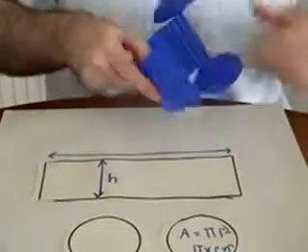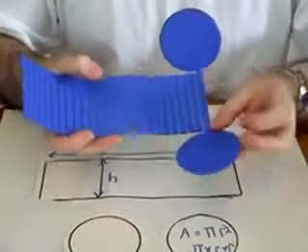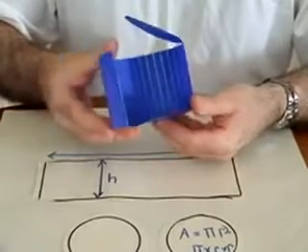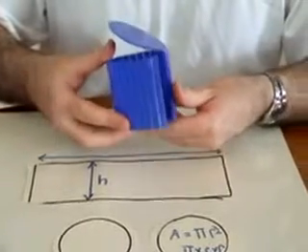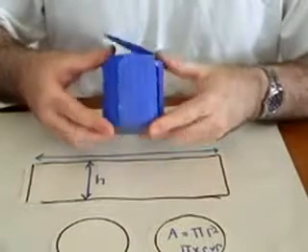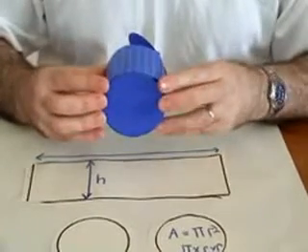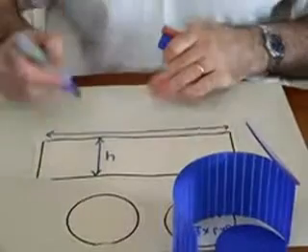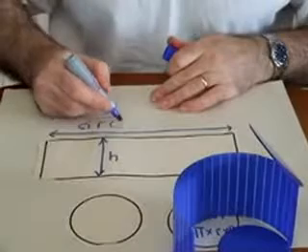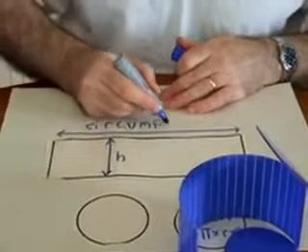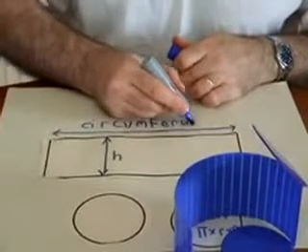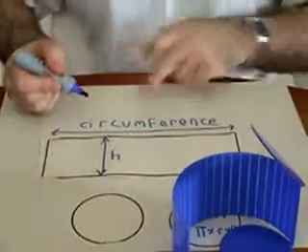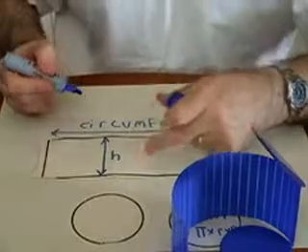Well, let's look at this again. Here's my base, and if I start to fold it around, you can see this piece folds round and is the same as the perimeter of the circle. And as you should be aware, we call the perimeter of the circle the circumference. So the area of the shape is the perimeter times the height.